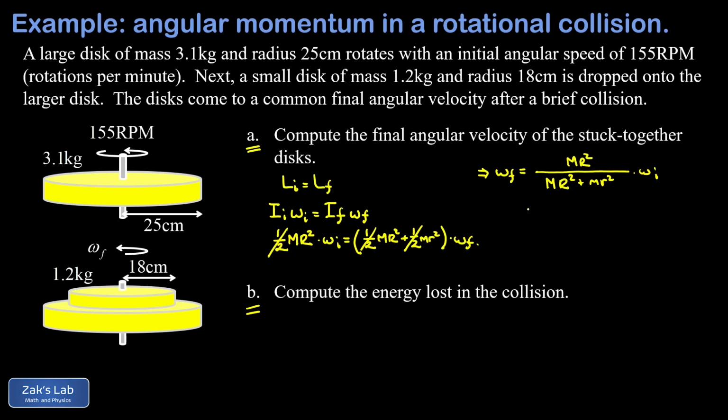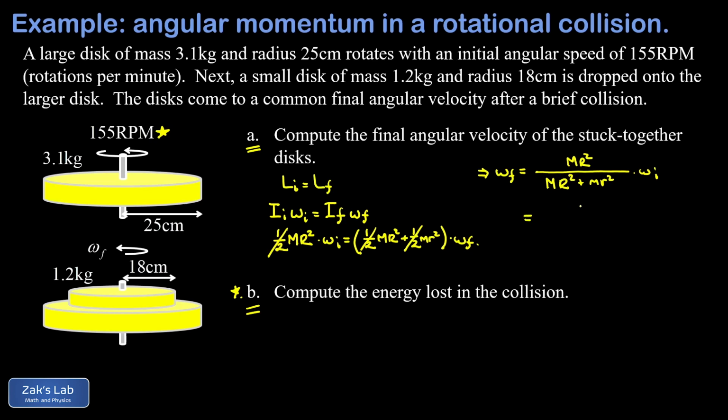And one of the interesting things about these problems is that we can stay in these unusual units of rotations per minute. And this doesn't cause any problems for us. And I'll try to make that clear as we get to the final answer. But to answer part B, we are going to have to convert to the SI units here of radians per second. So we're going to answer this in both ways.